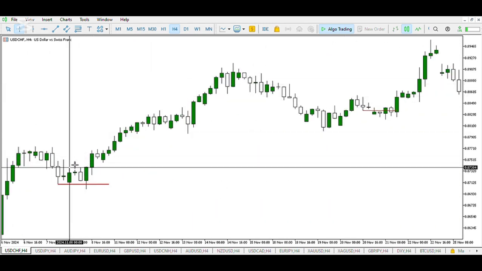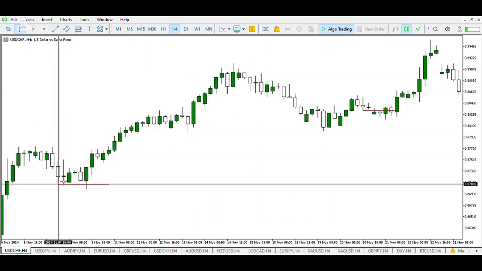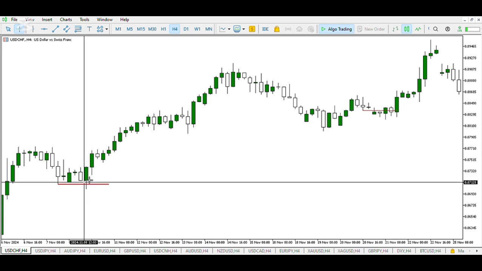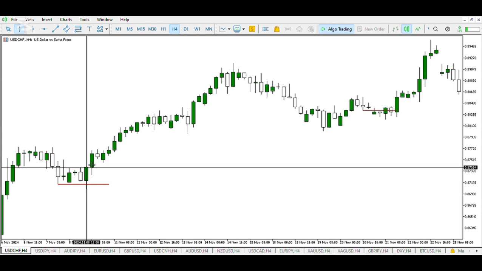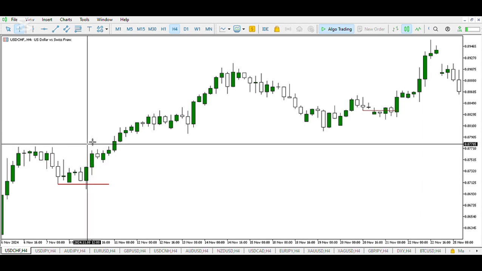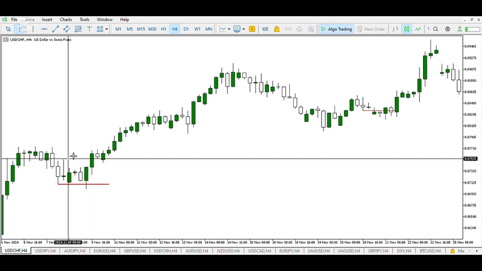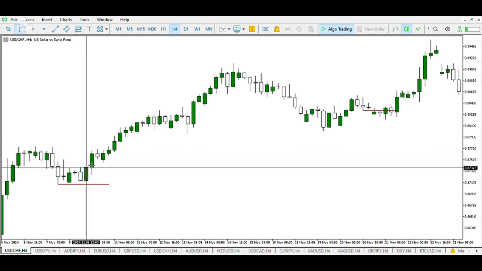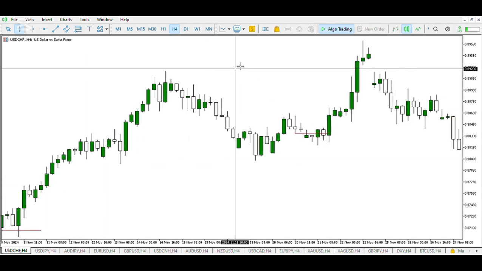Right here we have an example here. You can see the low of this day, and just at the perfect time a liquidity grab, and we have break of this structure in an impulsive manner, and we have an engulfing candle, and this is a strong order block.